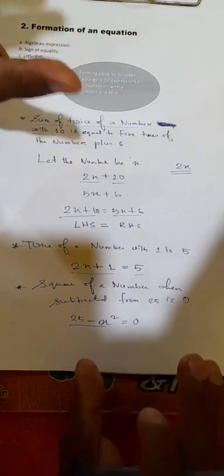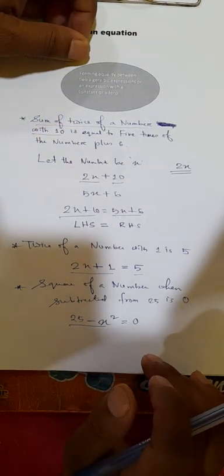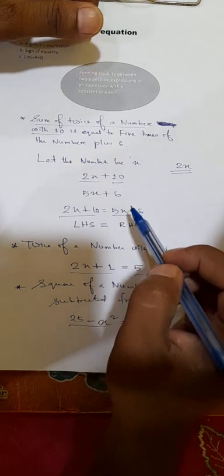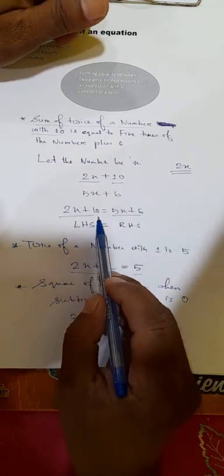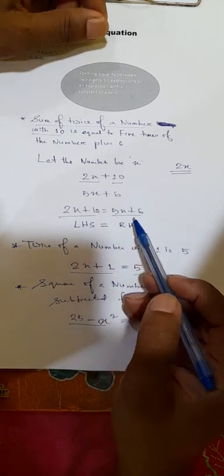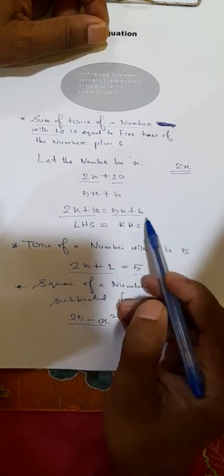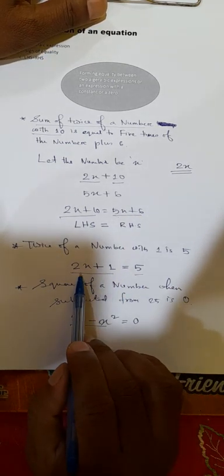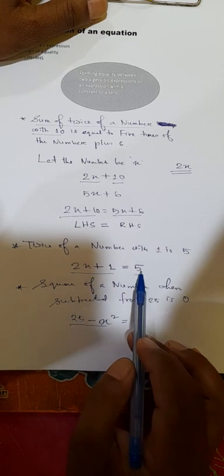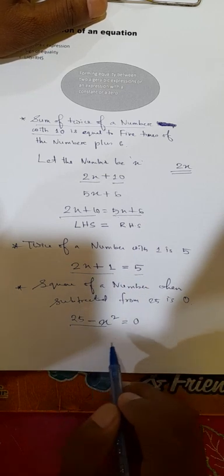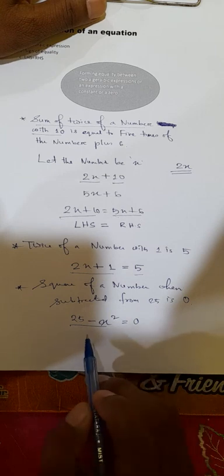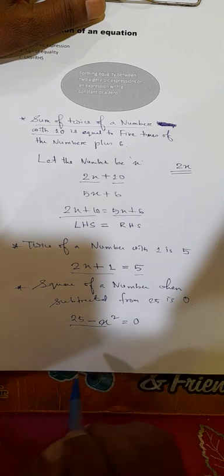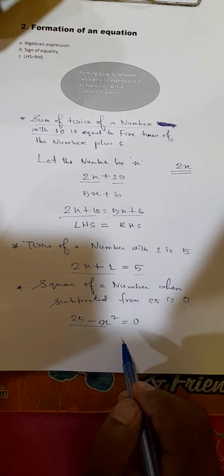So we can form an equation in 3 ways. Forming equality between two algebraic expressions like this: twice x plus 10 equal to 5x plus 6. Here we are forming equality in between two algebraic expressions. Second time we are forming equality in between an algebraic expression with a constant 5. Third time also we are forming equality in between an algebraic expression with a constant, but this time it is 0. So there are 3 ways to form an equation.